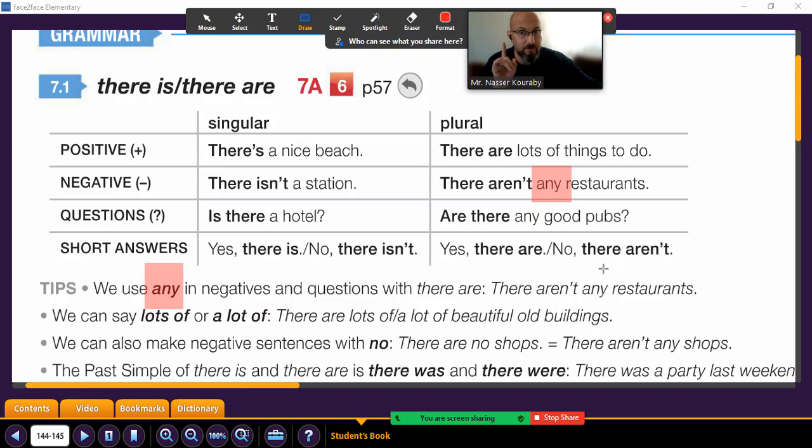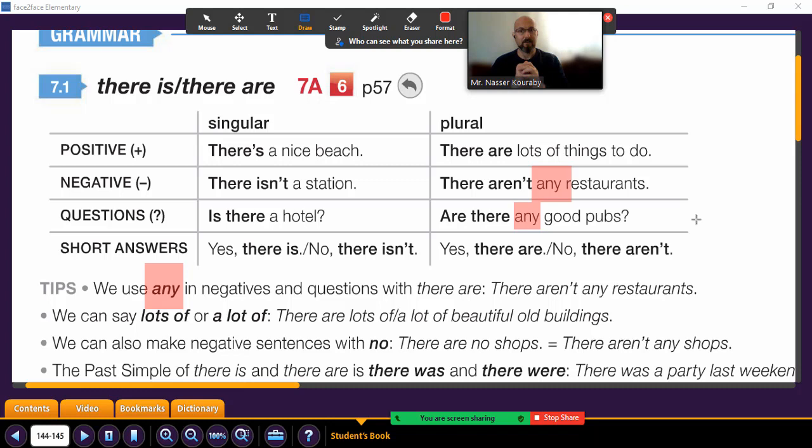Now the question, is there a hotel? Are there any? So I ask, for example, I want to rent maybe a flat. So I ask the person, is there a TV? Yes, there is. No, there isn't. Okay. I want to ask about the kitchen. Is there a big table?